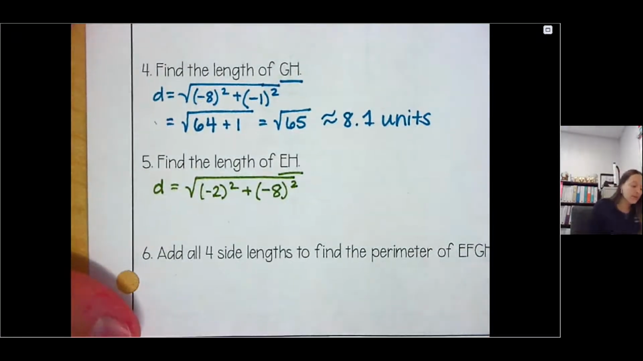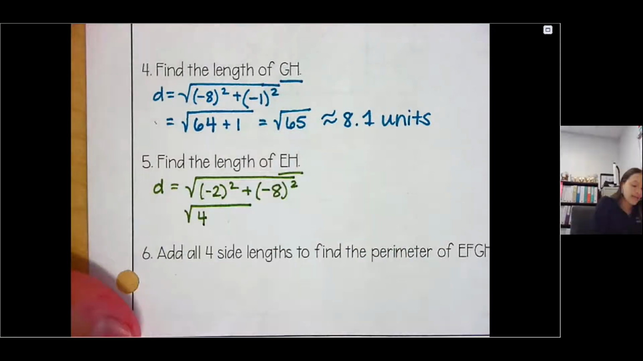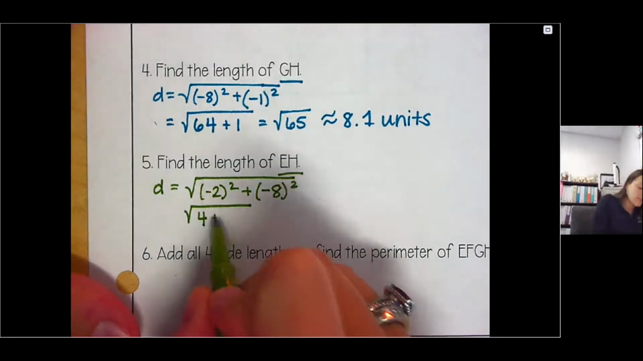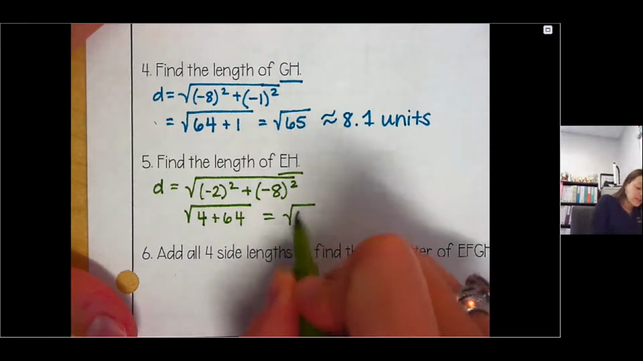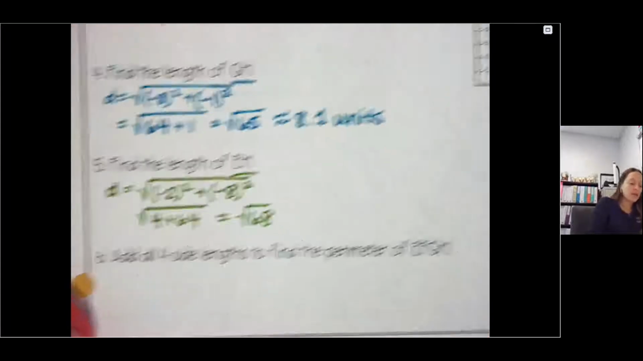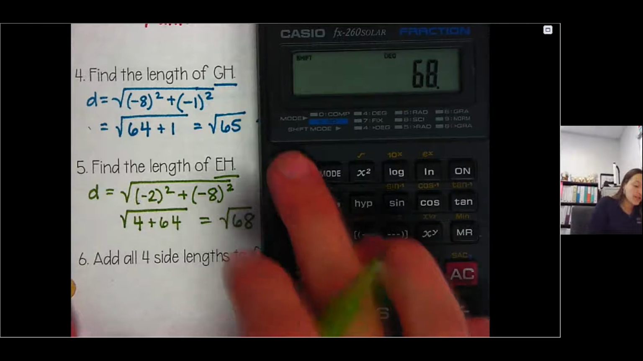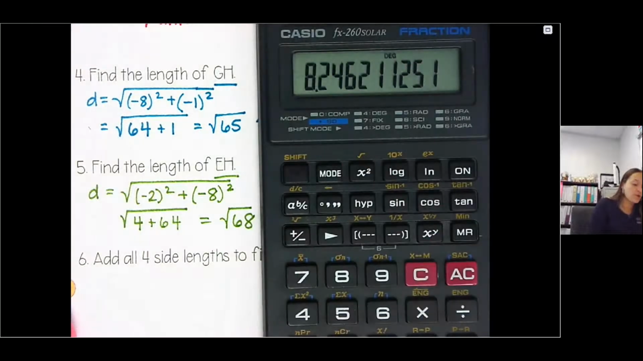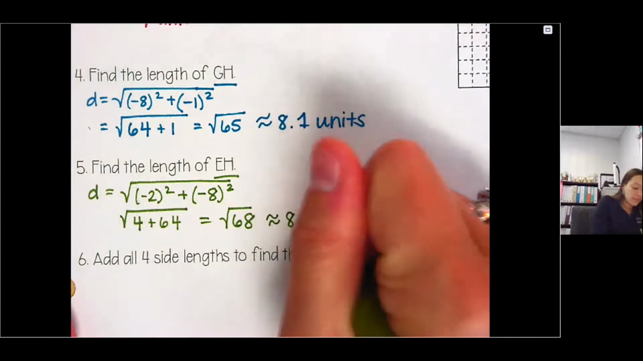And then I square my answers. So -2 squared is 4. -8 squared is a positive 64. Add them both together, I get the square root of 68. And then one more time into my calculator, I push 68 and then I push shift x squared. So I get about 8.2 units.